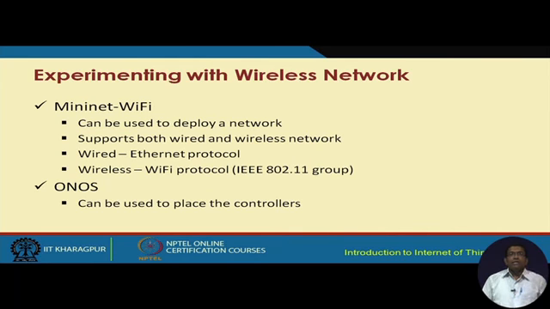Now, what is required is to experiment with these wireless networks. What are the different platforms that are available? Mininet traditionally did not have any wireless support, but recently Mininet Wi-Fi has become available, which can be used to deploy a network. Mininet Wi-Fi can support both wired and wireless networks. Wired implements the Ethernet protocol, wireless implements the 802.11 class of protocols. So, this is one platform that is available, Mininet Wi-Fi. The other one is the ONOS platform, which can be used to place the controllers. ONOS helps to solve the controller placement problem.